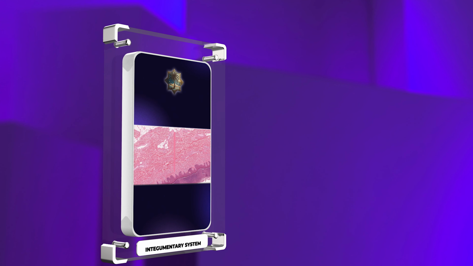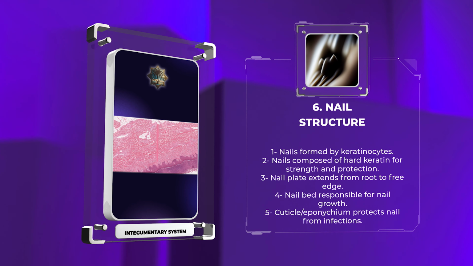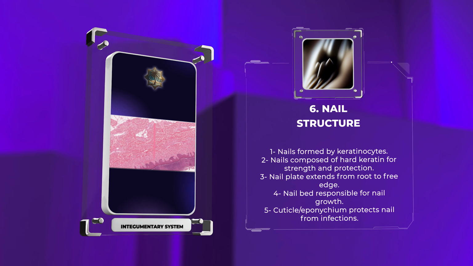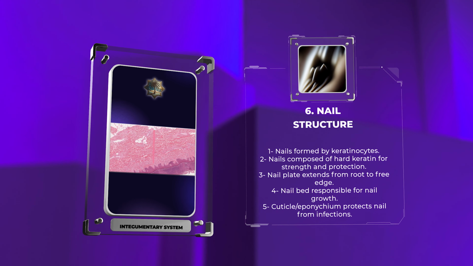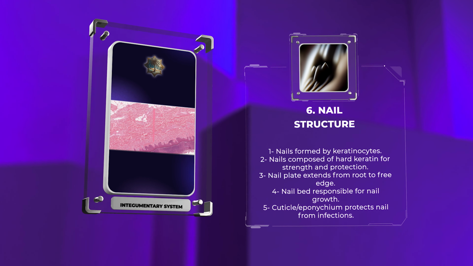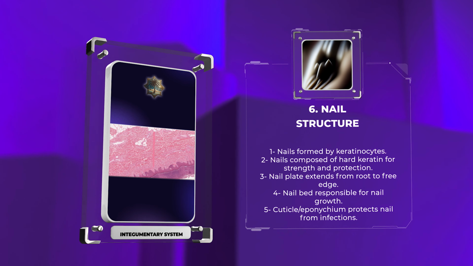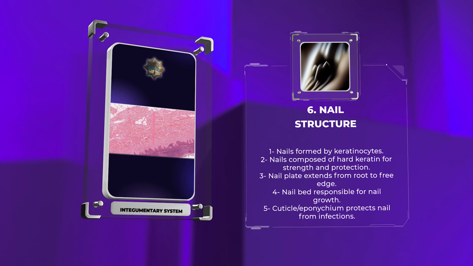Nails are formed by specialized cells called keratinocytes. They are composed of hard keratin, which provides strength and protection to the fingertips. The nail plate is the visible part of the nail and extends from the nail root to the free edge. The nail bed lies beneath the nail plate and is responsible for nail growth. The cuticle, also known as the eponychium, is a thin layer of skin that covers the base of the nail and protects it from infections.